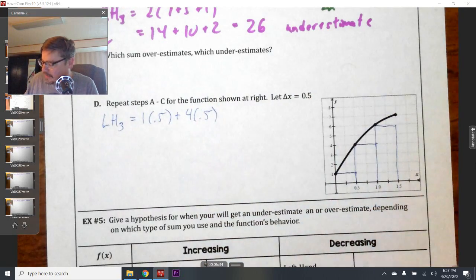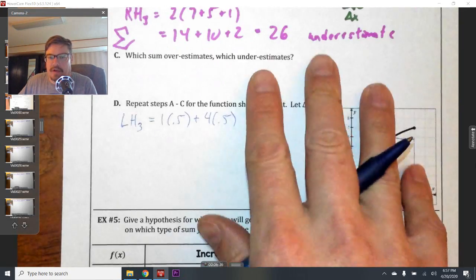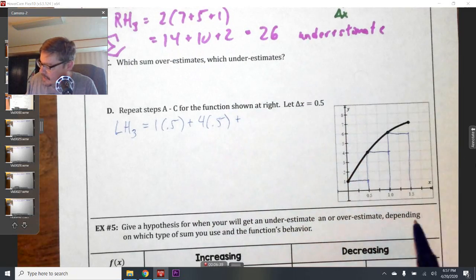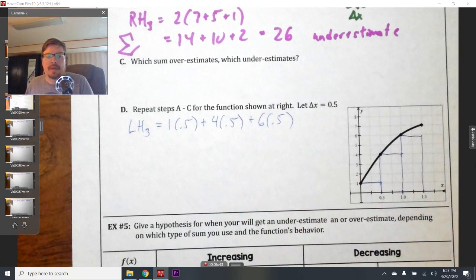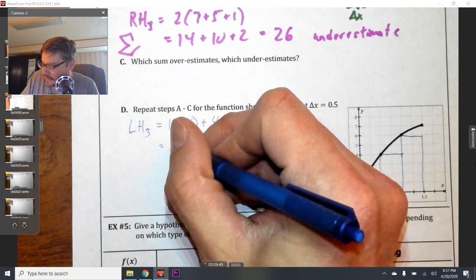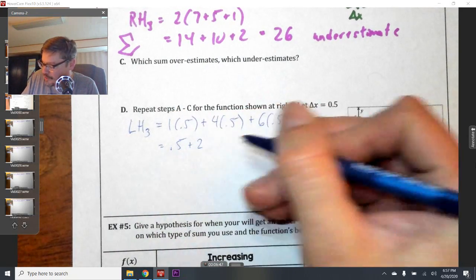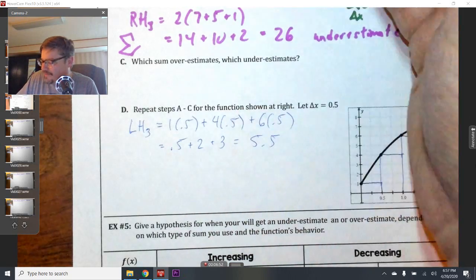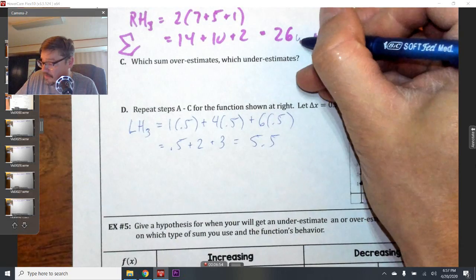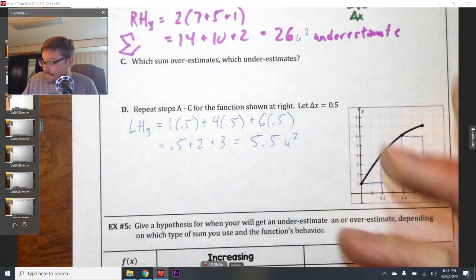Okay, you can write it like this. This up here was kind of a shortcut. Then I'm going to add the height here, which is 6, and then I multiply by 0.5. I'm going to add them all up. So that's 0.5, plus 2, and 3. So this ends up being 5.5. And we didn't write units. Oh, yeah, we did. Units squared.